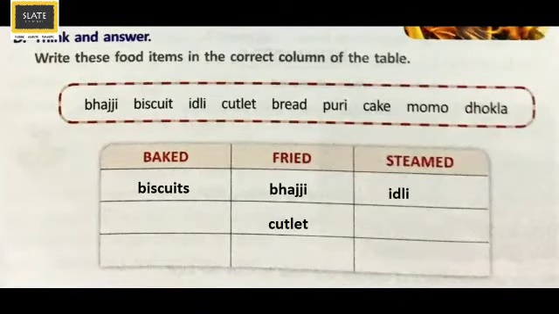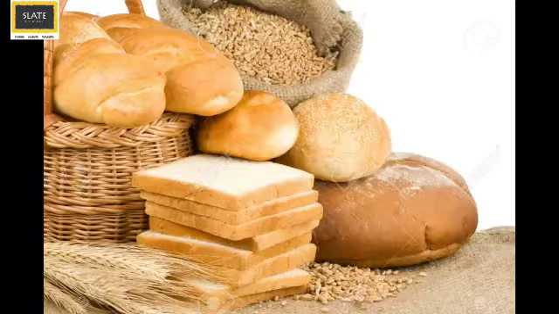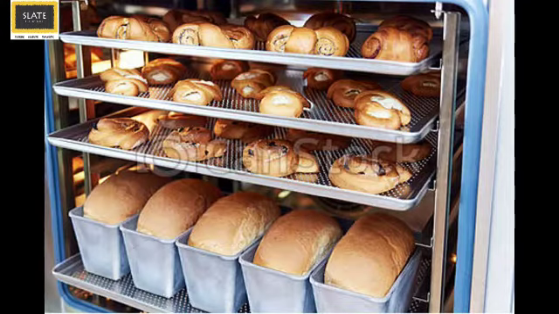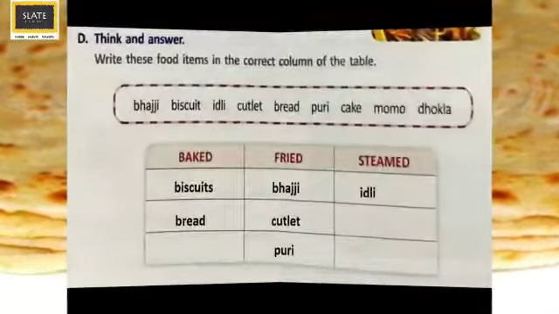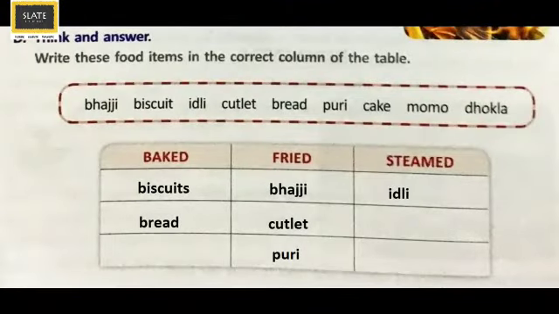The fifth item is bread. Slaters, bread is a bakery item. It means it is cooked by baking. So put this food item in the first column. The next one is puri. We all know that puri can be cooked only by frying. If it is shallow fried, then it becomes a paratha. So put this food item in the second column.